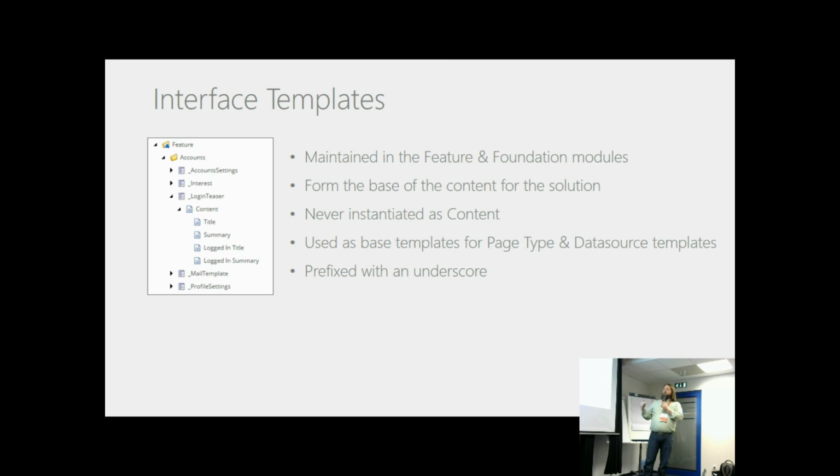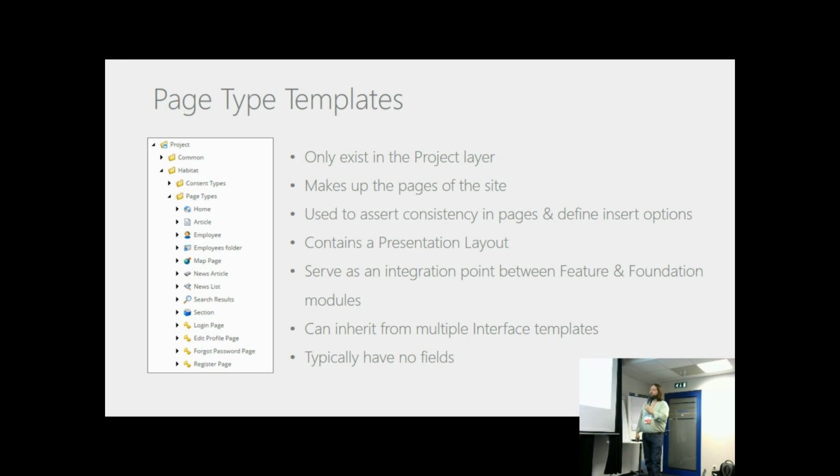But these interface templates are what are used as base templates for page type templates that are created as content items in the content tree. And they do follow a naming convention. This is where the conventions pillar of the architecture comes in. They are prefixed with an underscore, so kind of an easy way for you to see that it's an interface template. And then the page type templates.